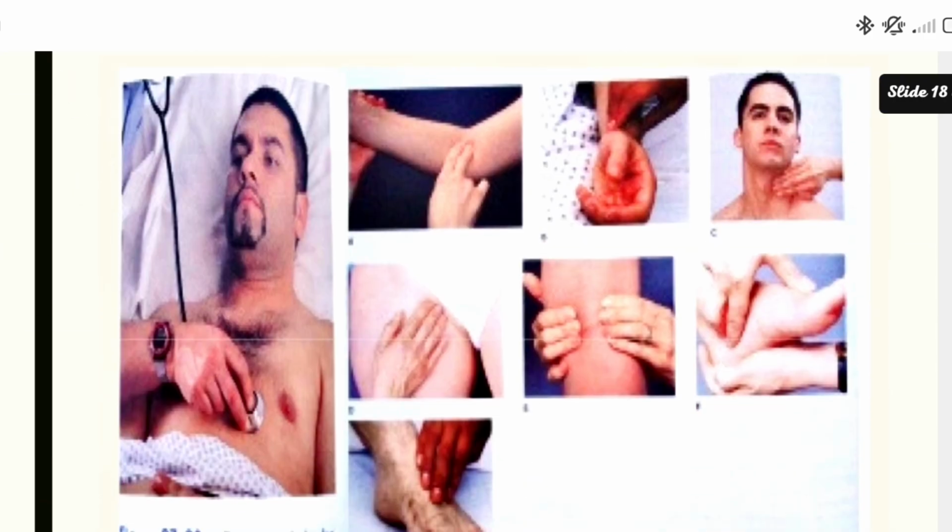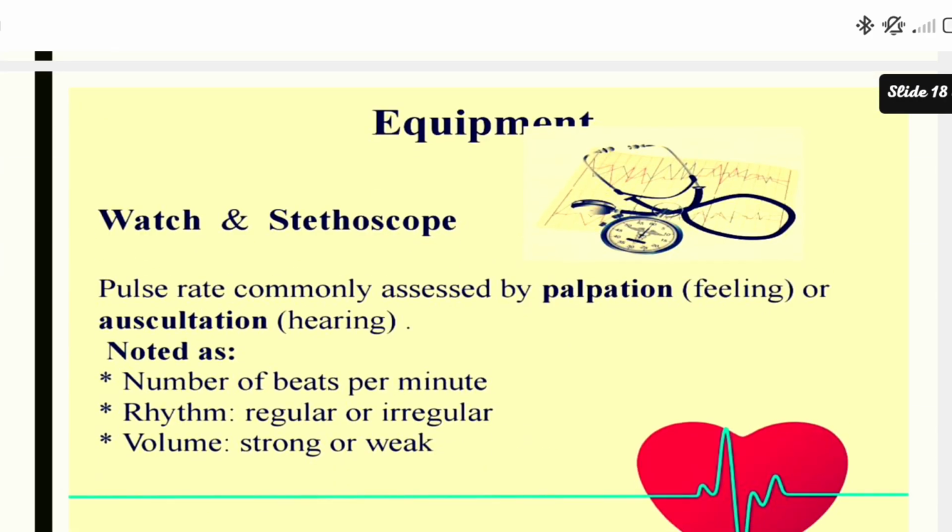Okay, and then we continue with equipment: how you can measure the pulse rate, right? So pulse rate is commonly assessed by palpation or auscultation, right? So what is pulse rate? Pulse rate means the number of beats per minute, right? So yeah, this is the pulse rate.